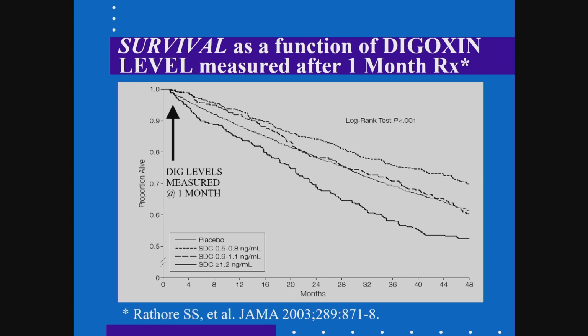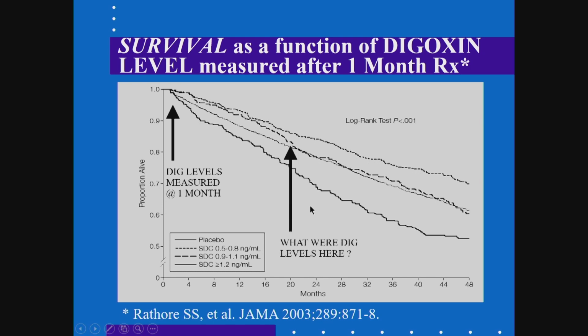Now, you see that survival changed based on the digoxin levels and the range of digoxin levels that were measured actually at 1 month into the trial. The better survival is actually in patients that have low digoxin levels in plasma, and there is a disadvantage in terms of survival for patients that continue digoxin and maintain a level, or at least had a level 1 month after beginning the trial that exceeded 1.2 nanograms per ml.